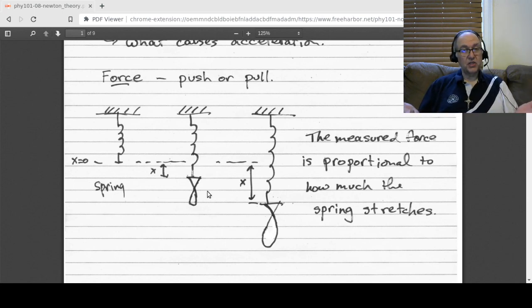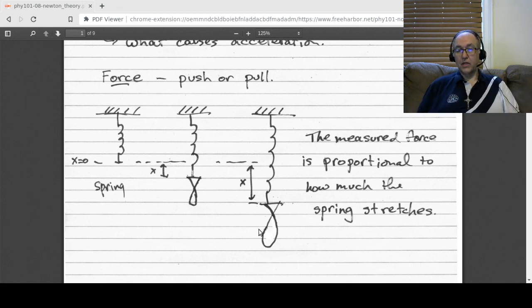And then I might catch a bigger fish and I put it on my same scale and it might stretch it some more, okay? And so you go, oh, this is interesting. The more force there is on the spring, the more it stretches the spring. And so I can at least make a proportionality between how much the spring stretches and how much force there is on the spring.